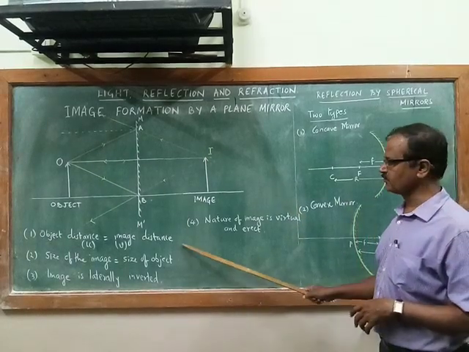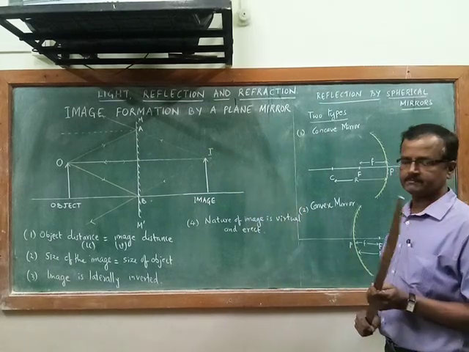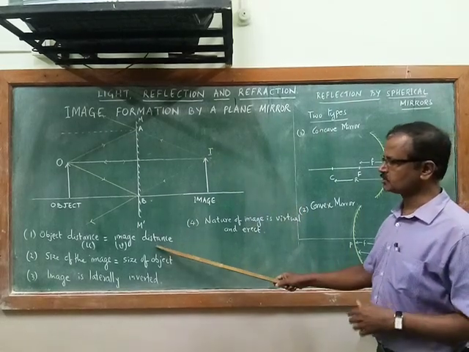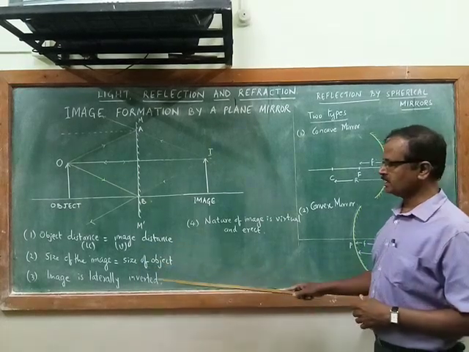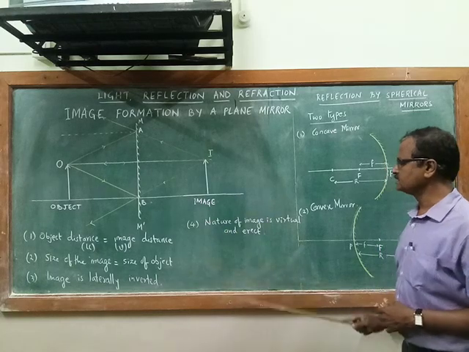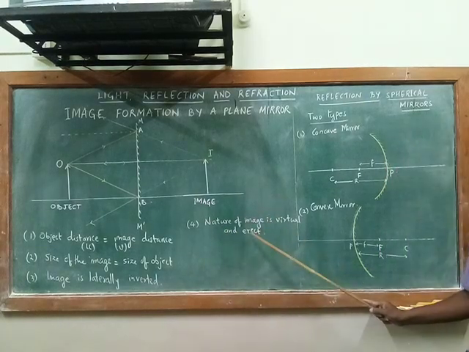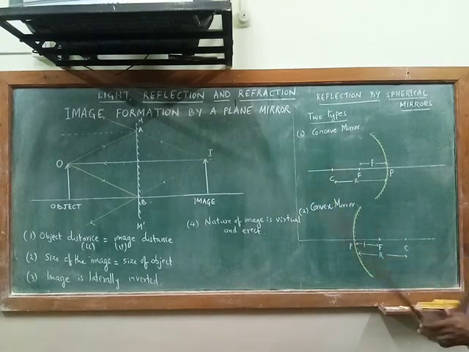So these are the four properties of images formed by a plane mirror. Image distance is equal to object distance. Size of the image is equal to size of the object. Lateral inversion of the image. And the fourth one is that the image is always virtual and erect. So this is all about the plane mirror.